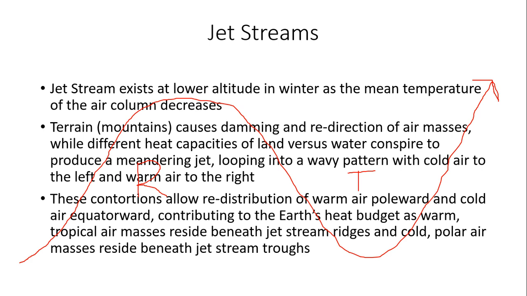But the overall goal here is redistribution of the heat. By the way, the top of this slide is going to be north, the bottom of this slide is going to be south. So ridges tend to pump up warm air, push warm air poleward at that location in the ridges, while cooler air gets redistributed in these troughs from the polar areas to the north down into the mid latitudes. So I just wanted to show you the basics of a jet stream overall.